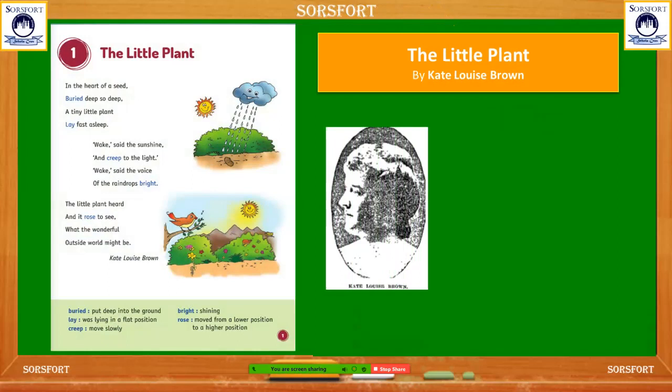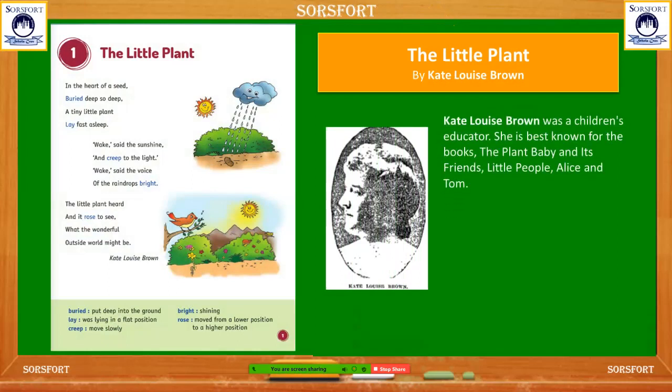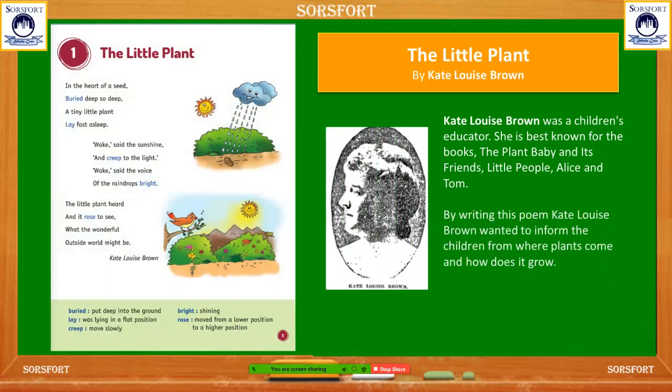This is a picture of the poet. Kate Louise Brown was a children's educator. She is best known for the books The Plant Baby and Its Friends, Little People, Alice and Tom. She wrote our first poem, The Little Plant. By writing this poem, Kate Louise Brown wanted to inform the children from where plant comes and how it grows.